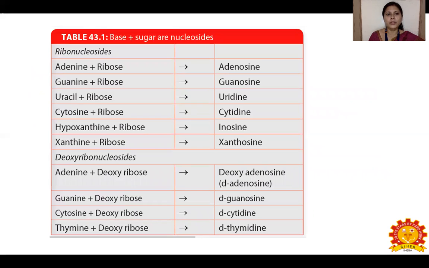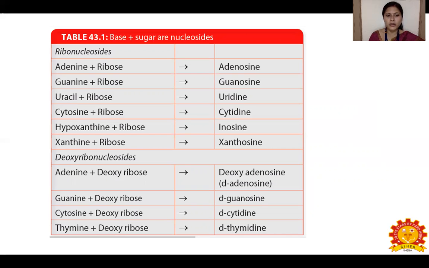In the case of ribonucleosides, base plus sugar: adenine and ribose will be adenosine. Guanine plus ribose is guanosine. Uracil plus ribose is uridine. Cytosine plus ribose is cytidine. Hypoxanthine plus ribose is inosine, which is a derivative of purines. Then xanthine plus ribose is xanthosine.